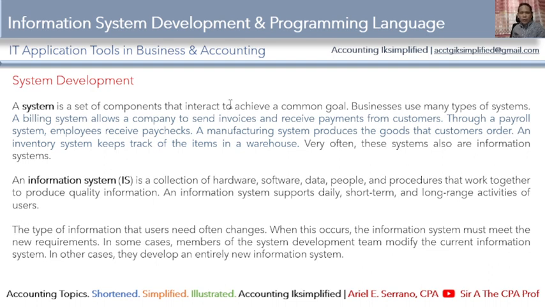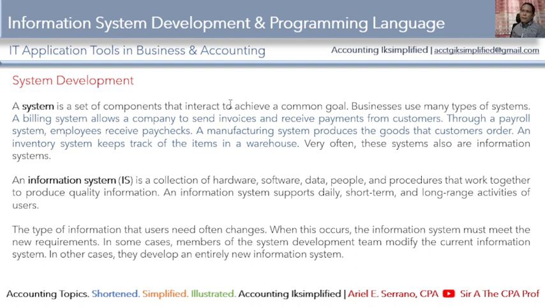And applying it to our subject, information system, ang information system is a collection of your hardware, mga napag-usapan natin sa previous chapters, your software, yung mga data, yung information, even the people that are involved in this information system, yung mga tao na gumagamit, yung mga users, and yung mga procedures that work together para makapag-produce ng quality information. So that is what we call the information system.